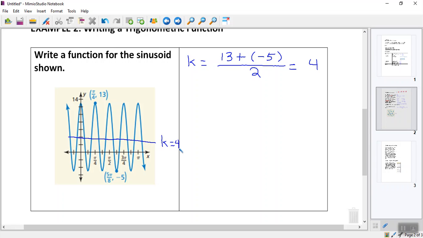Okay, you think that this is a cosine graph, right? Guys, what's the highest point again? 13. Okay, and the midline's where? 4. How far above 4 and how far below 4 does this go? 9. So what's the amplitude have to equal? 9.